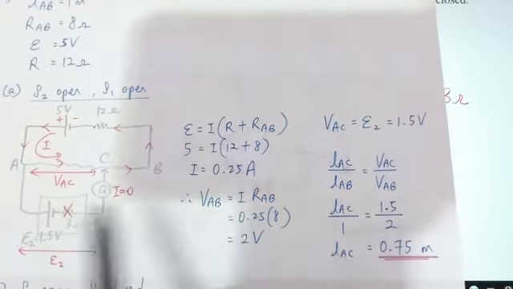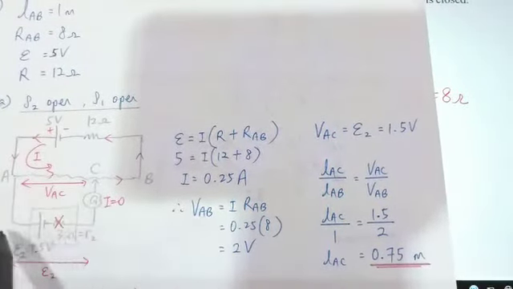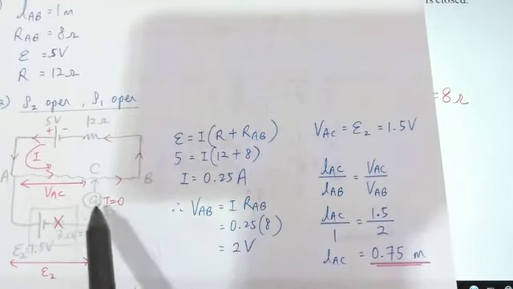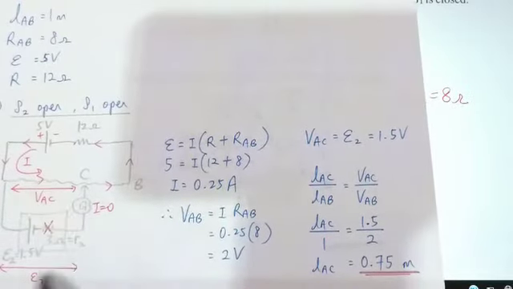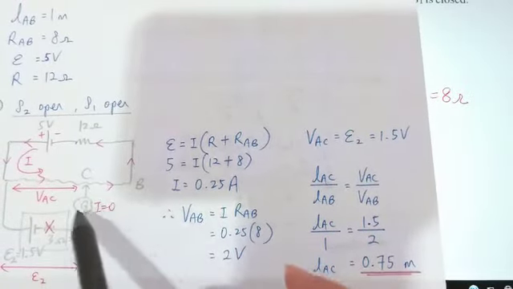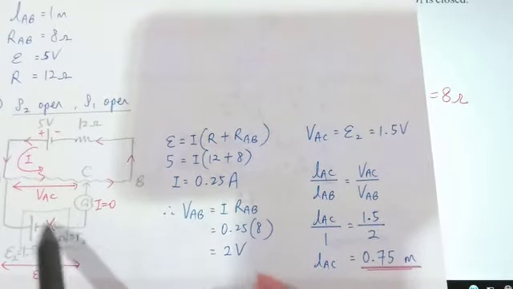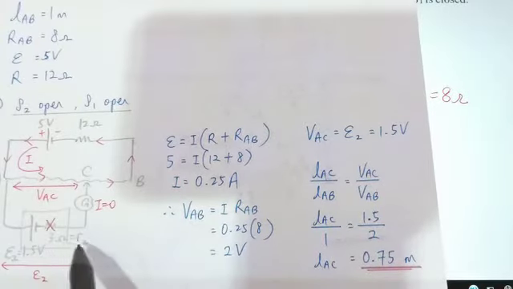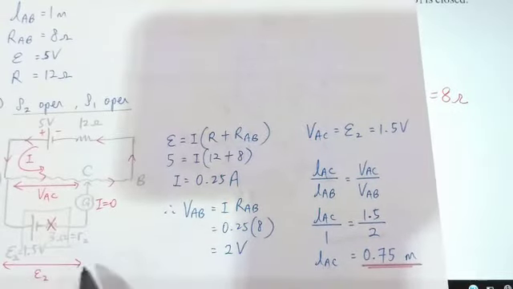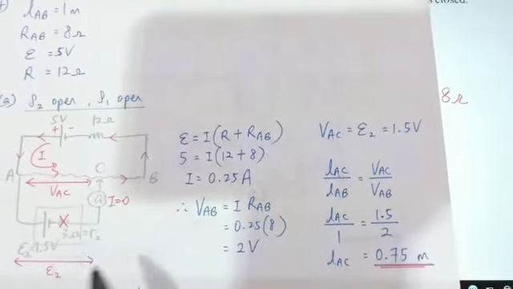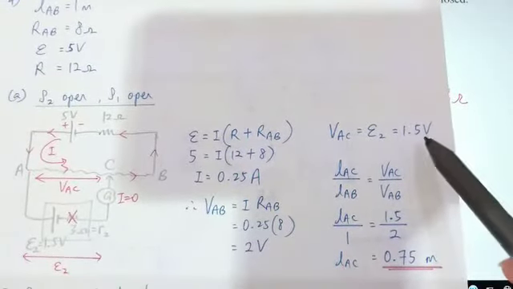And then VAC. AC is parallel to the battery, and because there's no current flow, VAC is equal to EMF E2. When there is no current, there's no potential drop across the internal resistance, so r2 can be neglected. So VAC is only equal to E2, which is 1.5 volt.